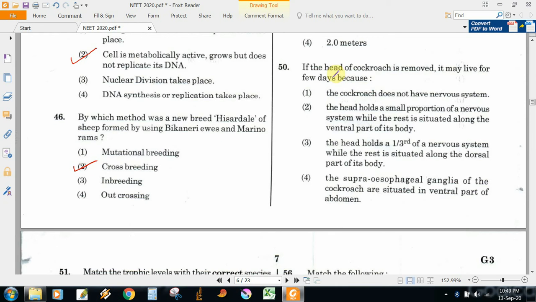So next one we are having: if the head of the cockroach is removed, it may live for a few days because the cockroach does not have a nervous system. So no, it does have a nervous system. The second option is the head holds a small proportion of the nervous system while the rest is situated along the ventral part of its body. Exactly. The second option is the right answer here. The head contains very little nervous system and it is not involved in much activity. The main part of the nervous system is present in the ventral part of the body.